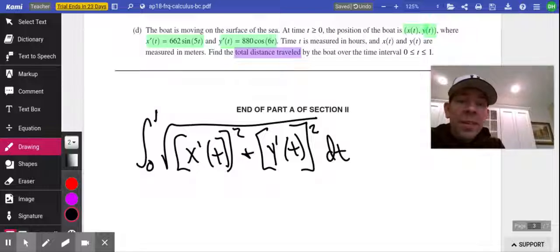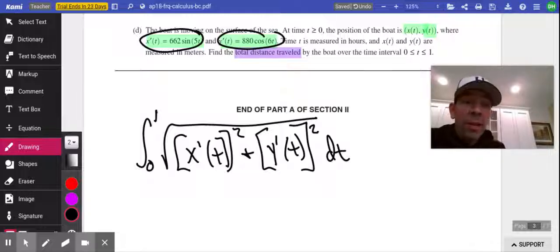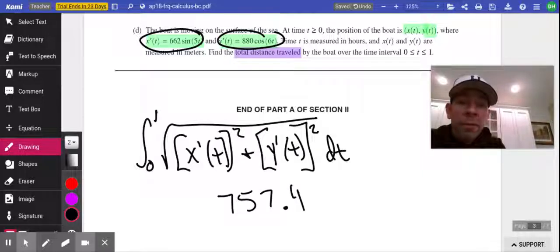We're going to evaluate that on our calculator. We'd have to put this function in our calculator, and we're going to make sure we're in radian mode for sure. Bada bing, bada boom. We're going to get 757.459. That's going to be measured in meters because we're describing total distance. And part D is a piece of cake.